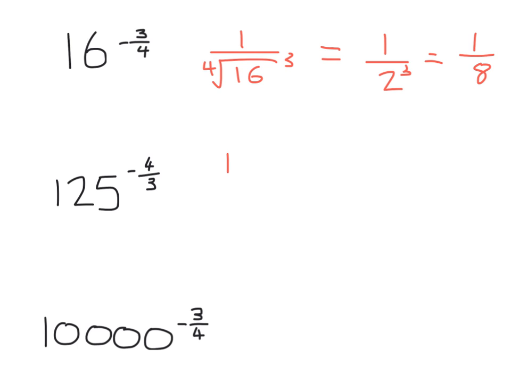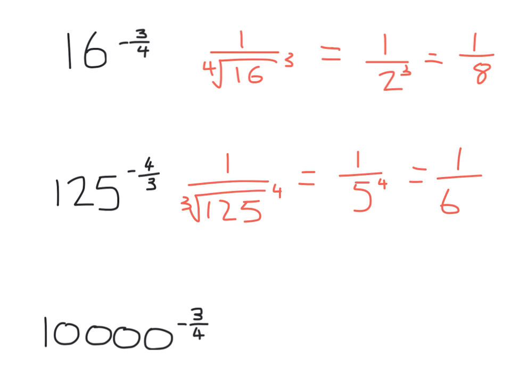So here we're looking at 1 over 3 is our denominator, so we're looking for the cube root of 125 to the power of 4. So the cube root of 125 is 5, so we've got 1 over 5 to the power of 4, which is 1 over 625.